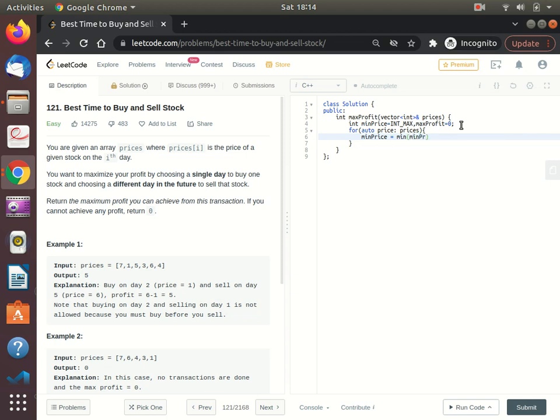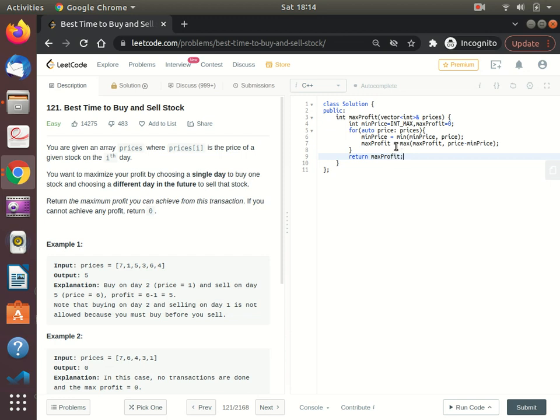So min price will become minimum of min price and the price, which is the current price that we are iterating. Next, I need to find the maximum profit until this point. So the maximum profit will be maximum of max profit, comma, price, which is the current price, minus the min price we have found up till this point. Since the maximum profit can be achieved by the current price minus the minimum price found up till that point, max profit will store this and it will keep on iterating, and at the end it's asked to return the max profit. So we return the variable max profit.